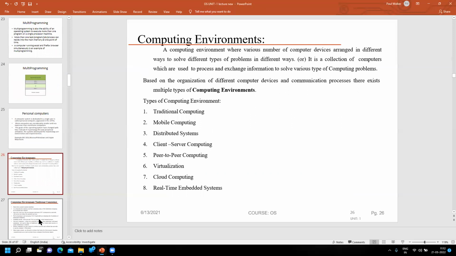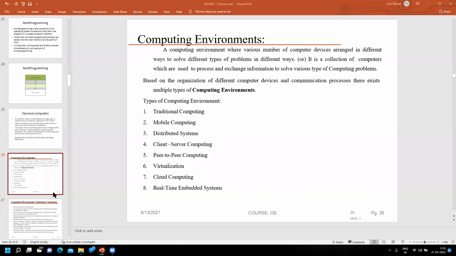Moving to the next topic, different types of computing environments. As we know, computers are capable of solving different logical problems to produce results. As a result, data is processed and information is exchanged between different types of computers. So these are the types of computing: traditional computing, mobile computing, distributed computing, client-server computing, peer-to-peer computing, virtualization, cloud computing, and real-time embedded systems.